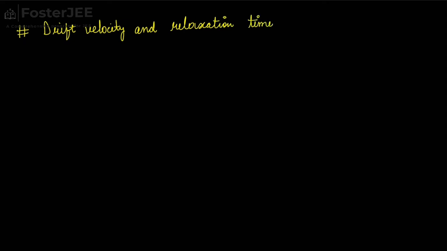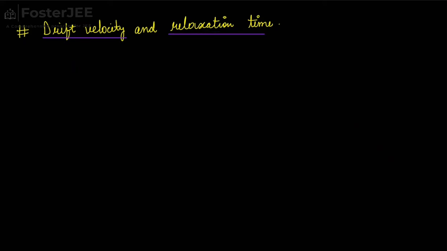Now let's move to our next topic, which is drift velocity and relaxation time. Now we have already discussed drift velocity, which is the velocity with which electron collides with another electron in order to transfer energy. Now let's understand what is this relaxation time.